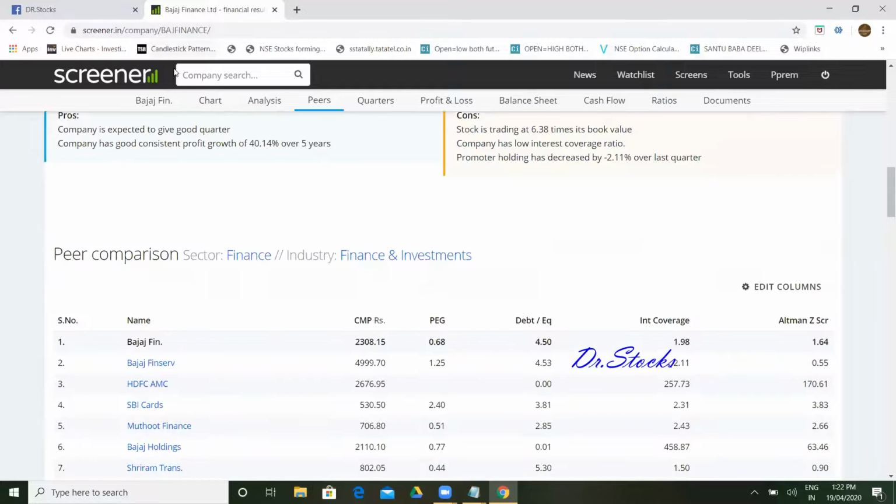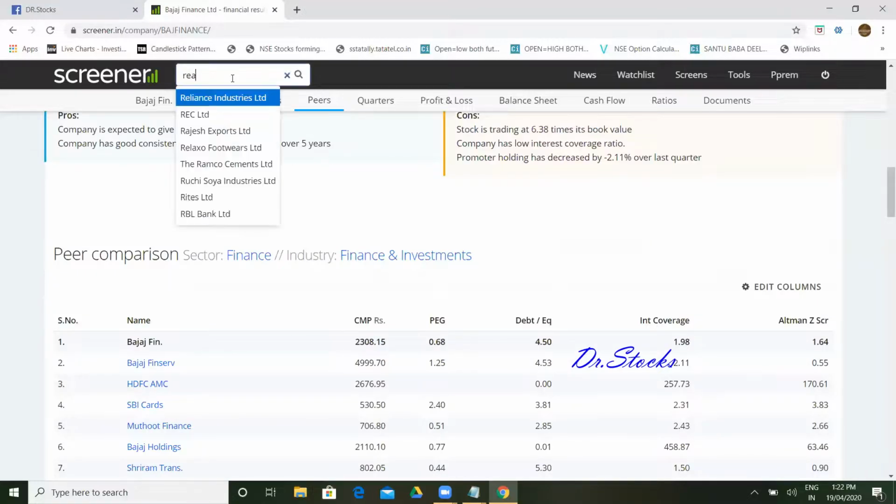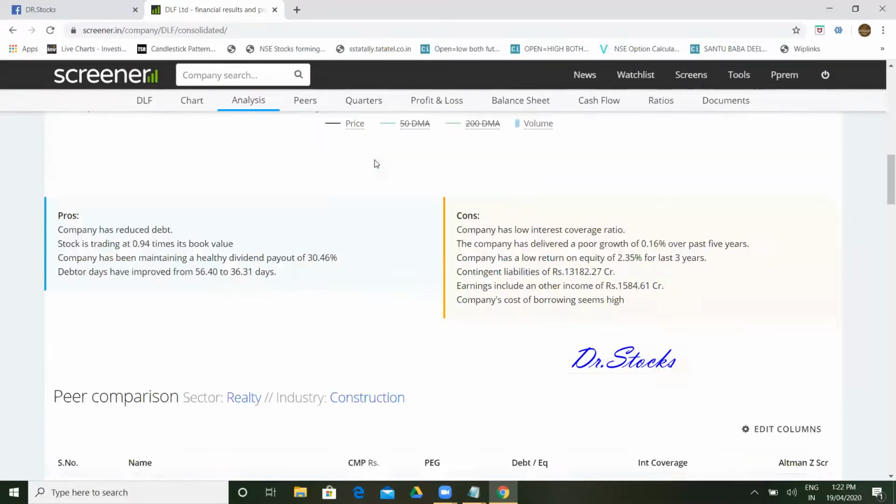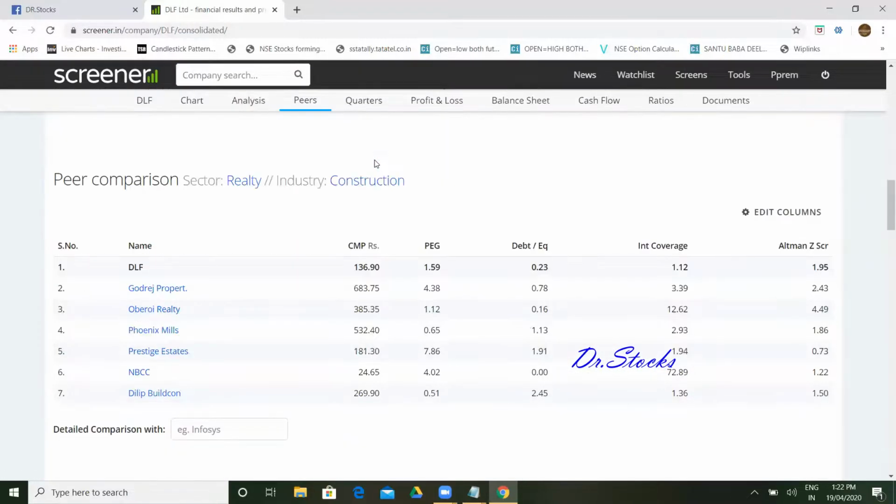Moving on to the real estate sector. The real estate sector also doesn't have that much challenge, but still some companies have issues. Let's check. Here also you have to pick a company which has an interest coverage ratio above 2. The Altman Z score should also be above 3. So accordingly you have to pick the company. This is what you have to keep in mind when picking companies in banking, NBFCs and real estate.